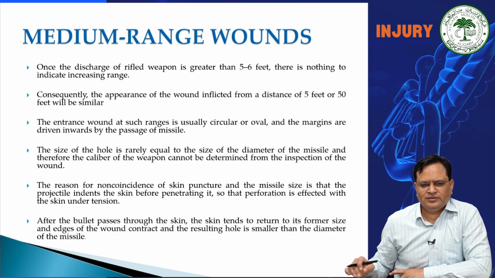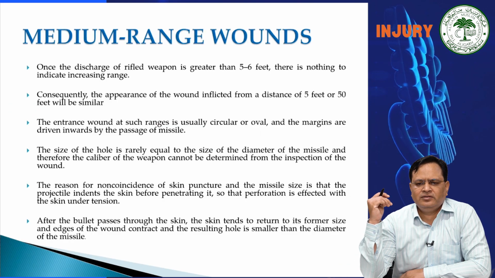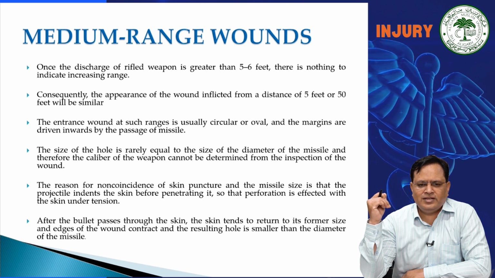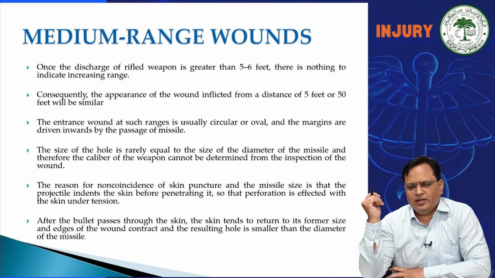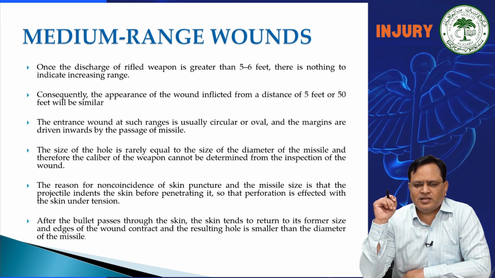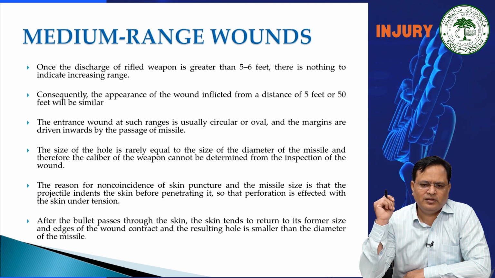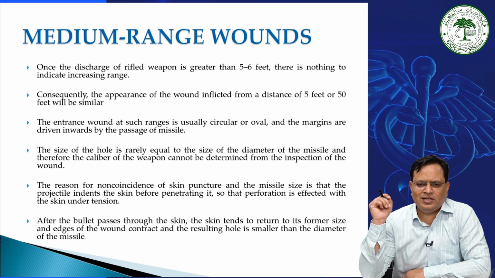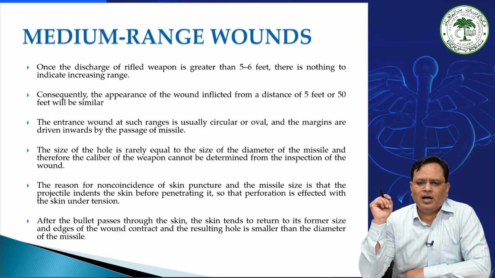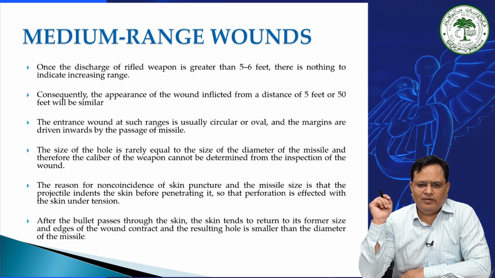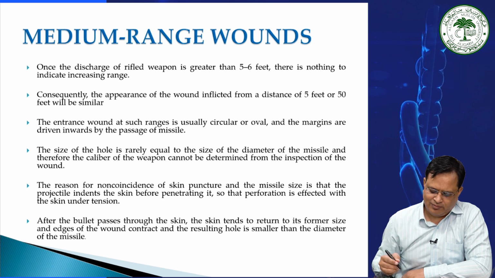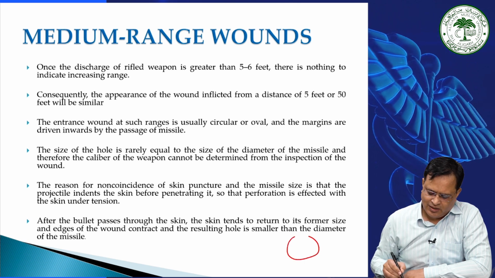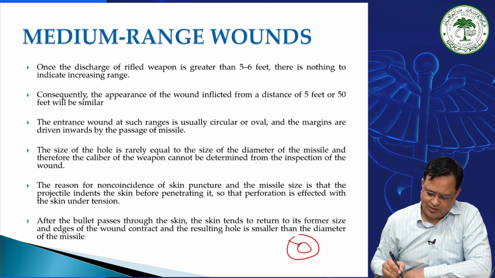Medium range is 5 to 6 feet; there is nothing to indicate increasing range. Consequently, the wound is inflicted from a distance of 5 to 50 feet, but there is no soot or powder at the entrance wound. As such, the wound is usually circular or oval, and the margins are driven inward by the passage of the missile. Margins are generally inward.